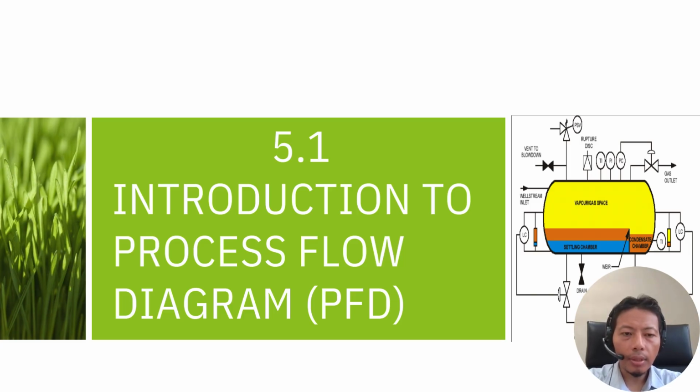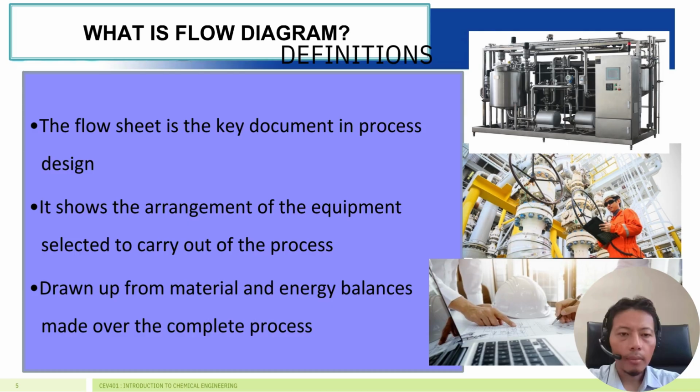Today's topic is Introduction to Process Flow Diagram. What is a flow diagram? A flow diagram is a flow sheet which is the key document in process design. It shows the arrangement of the equipment selected to carry out a certain process, and it shows the material and energy balances that are involved during that process.